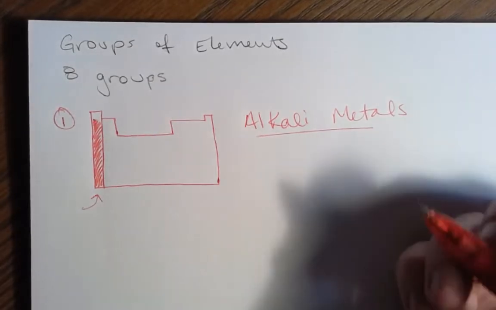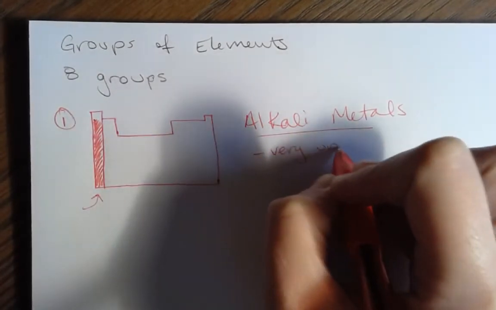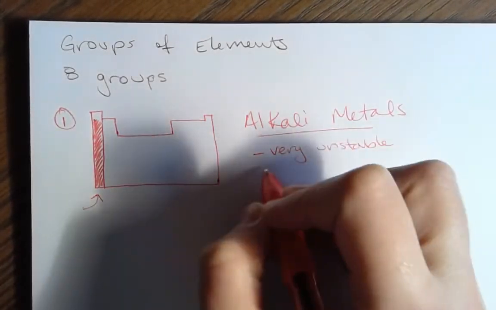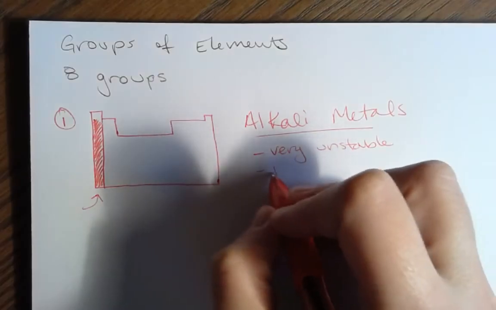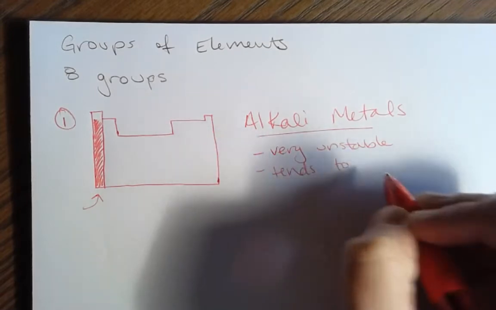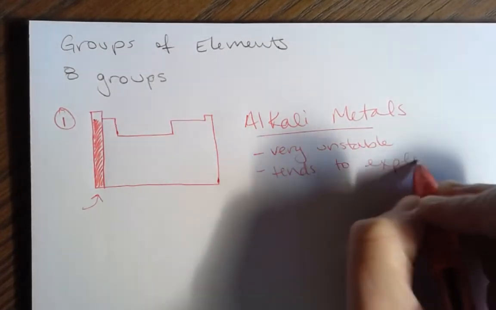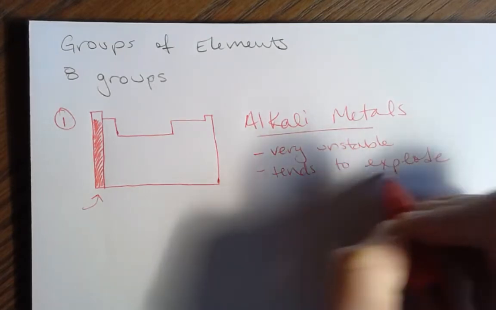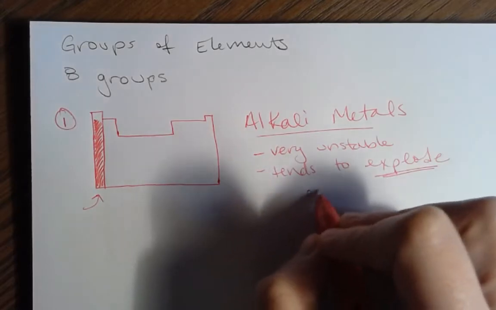Alkali metals are very unstable. And specifically, this group of elements tends to explode, blow up, especially on contact with water, especially in water.